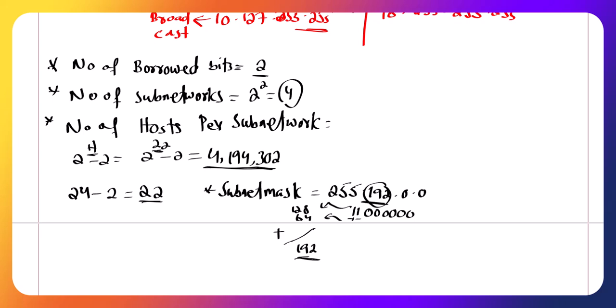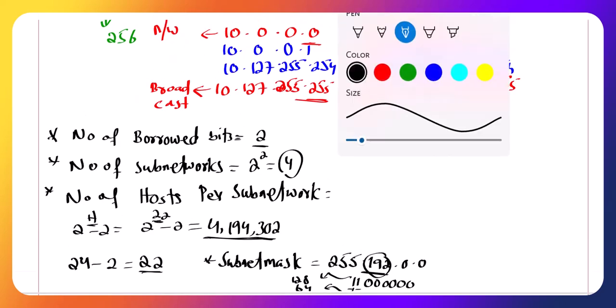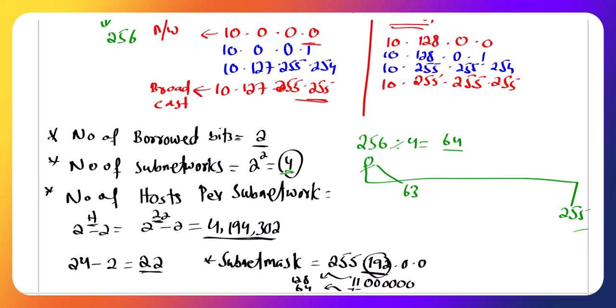Okay, and now let's find the number of subnetworks here. That's very simple. The octet total range was 256. Number of subnetworks is how much? 256 divided by 4 is equal to 64. So this means from 0 to 255, the main range, now it is 64. So I will come to 63, and then it finishes on 63.